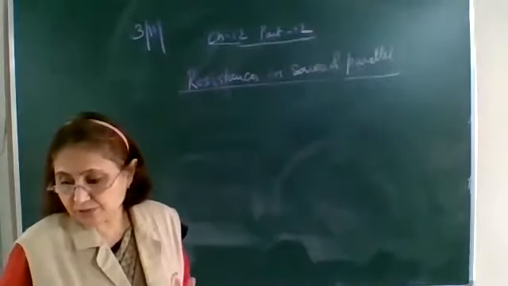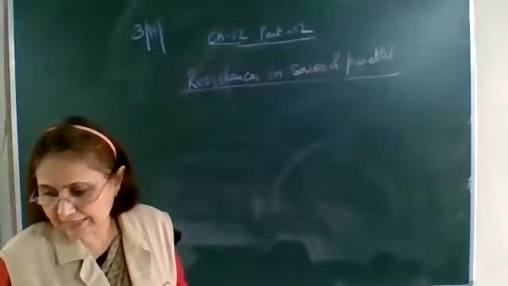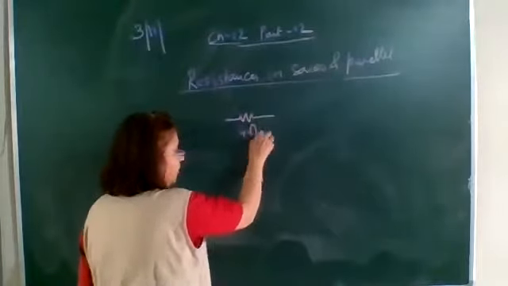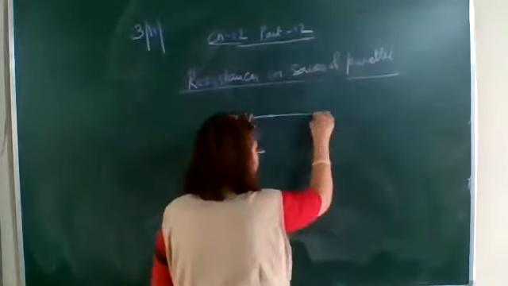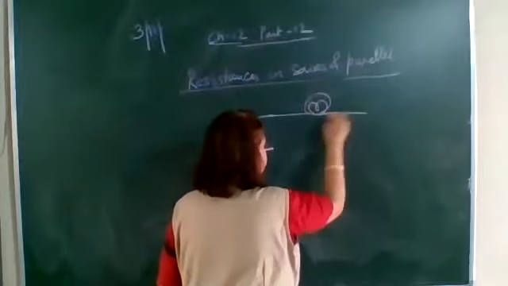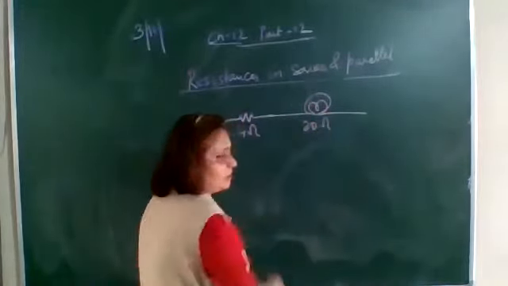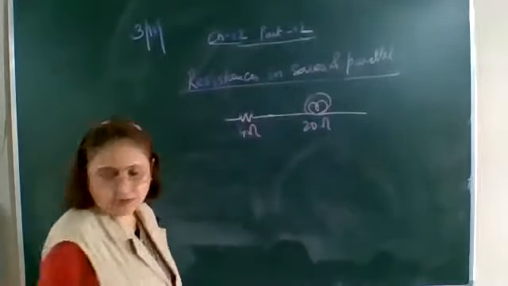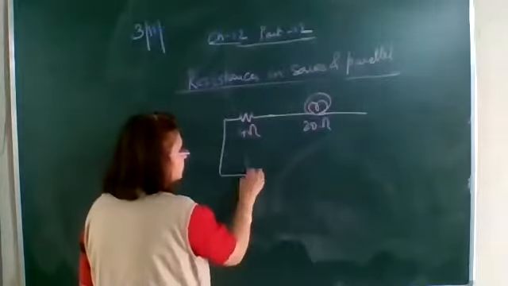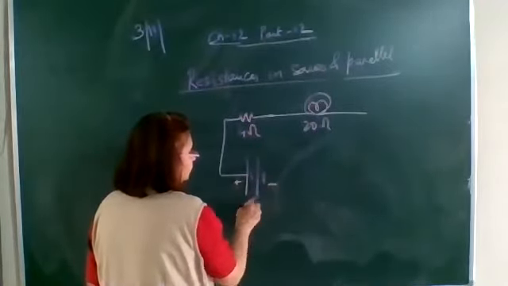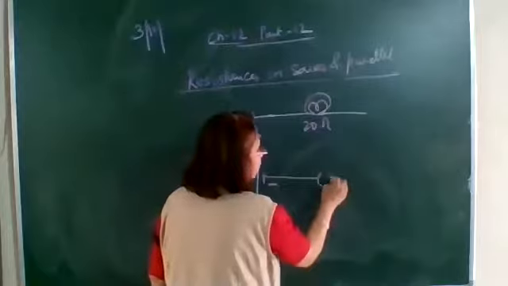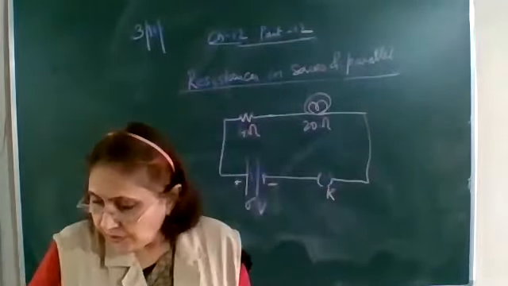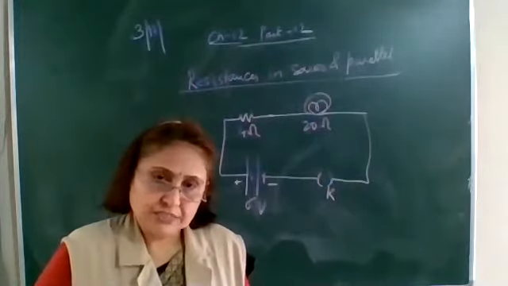An electric lamp whose resistance is 20 ohms and a conductor of 4 ohms are connected in series to a 6 volt battery. Okay, they are connected to a 6 volt battery, and connect the key also in between. Okay, calculate the total resistance of the circuit.